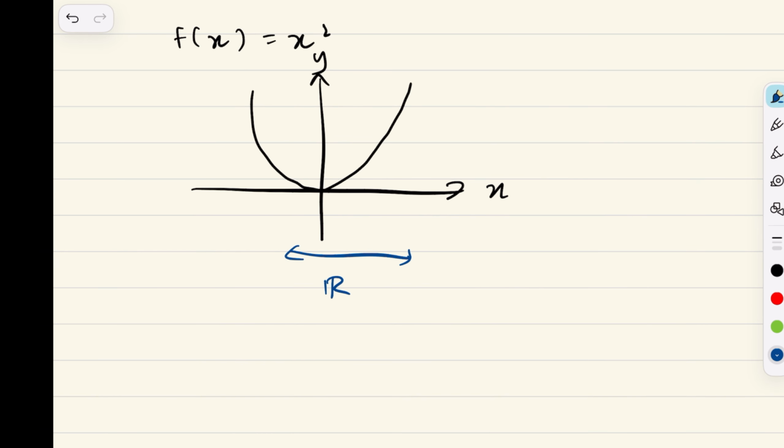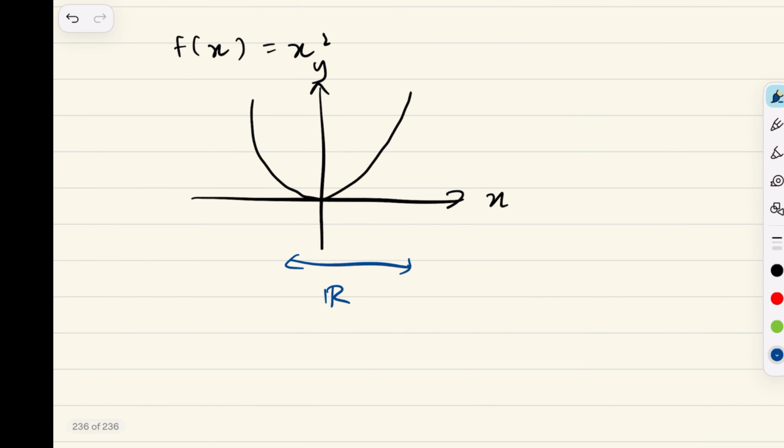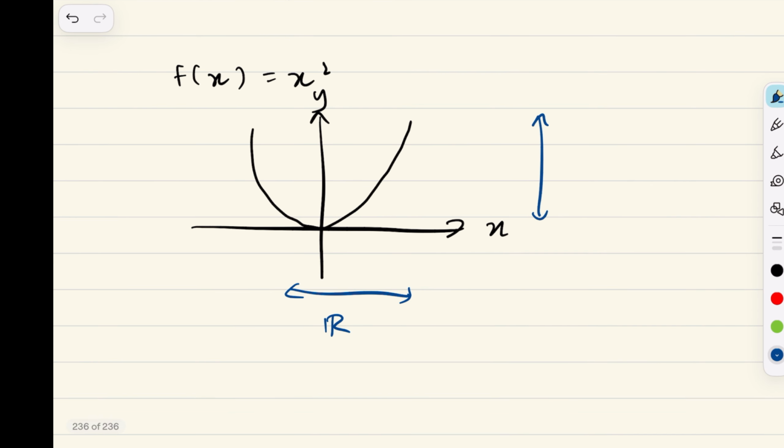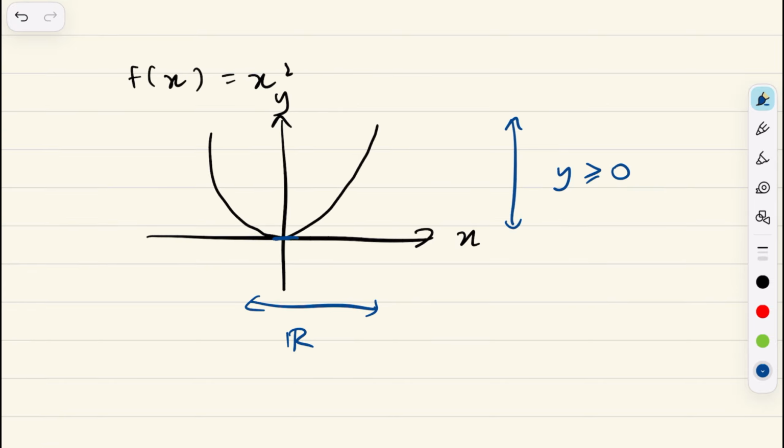So you can see that the domain is all real numbers. The range is just all the y values. You can see that 0 is the lowest point. So again, it's the same thing: y is greater than or equal to 0. So just by looking at this, we can tell the domain and range of a function by drawing out the graph. The domain is all the x values, which is this horizontal plane, and the range is all the y values, which is this vertical plane.